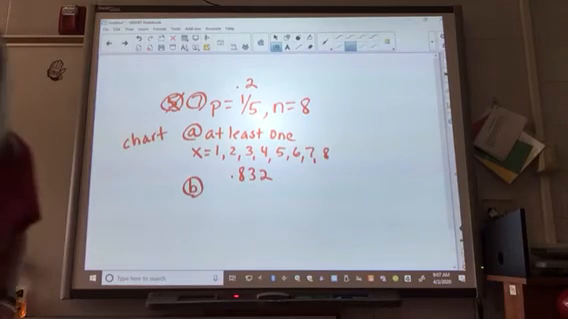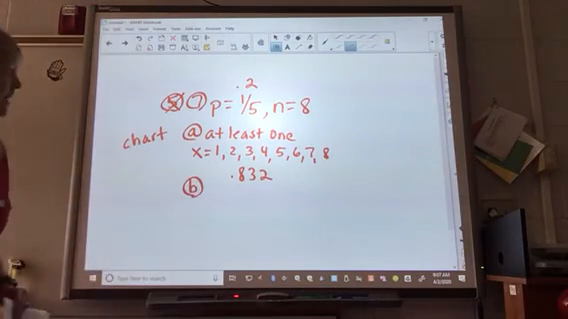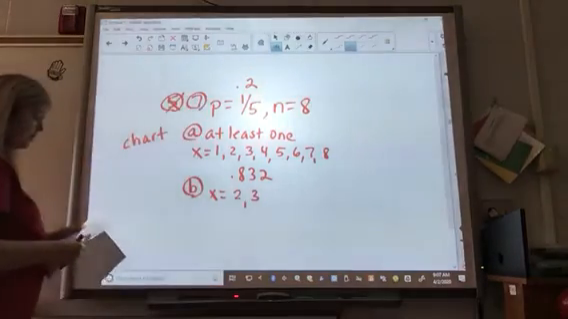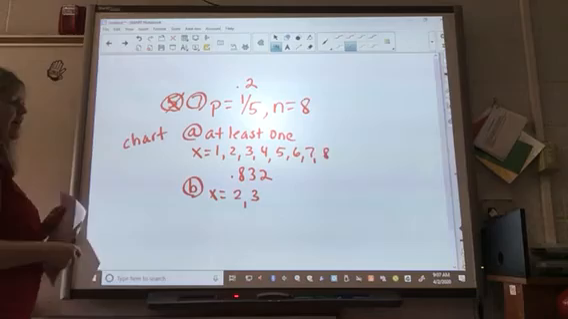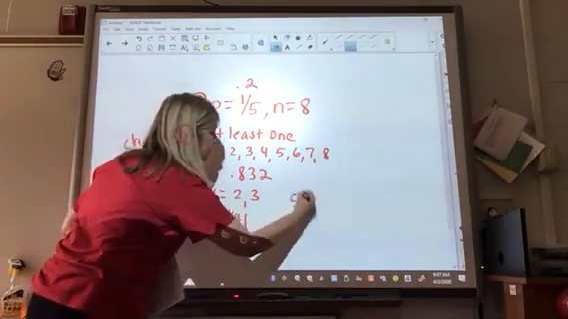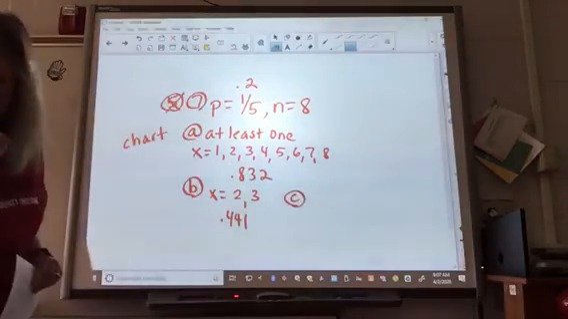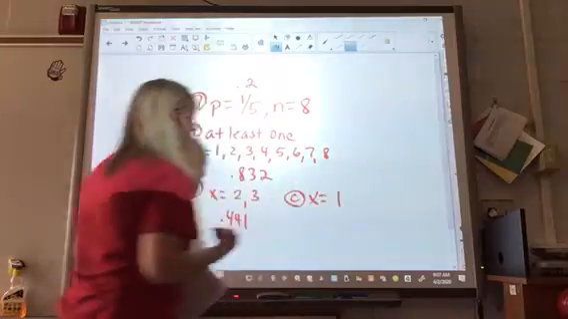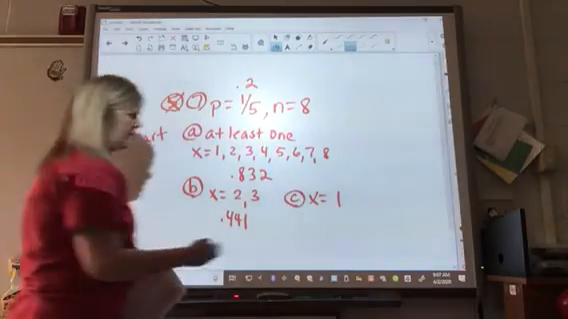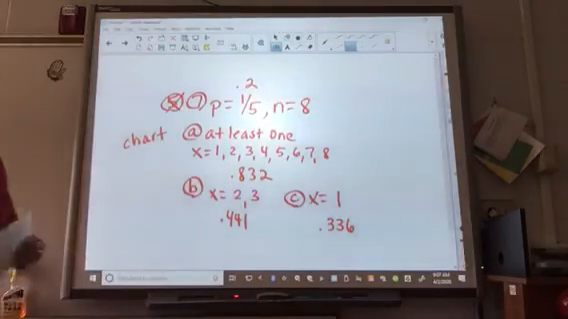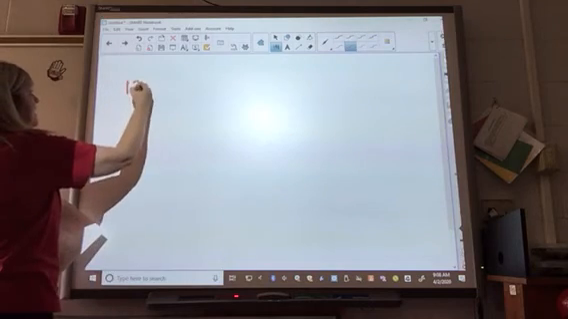Okay, part B says 2 or 3. Okay, so I'm going to find the 2 or the 3, add them together. I should get 0.441. And C, what's the probability that exactly 1? So I just find 1, which is 0.336. Okay? The last kind of problem is 17.